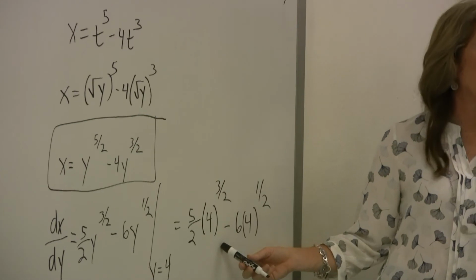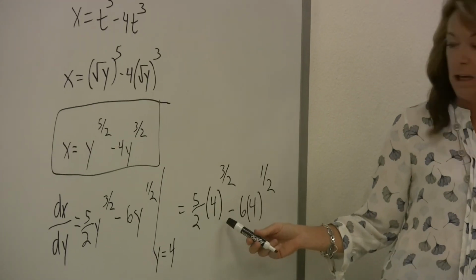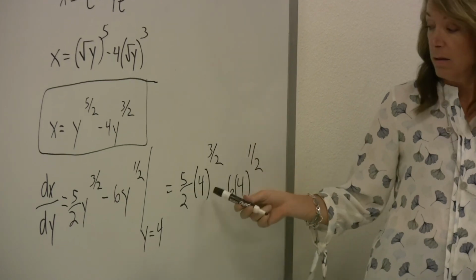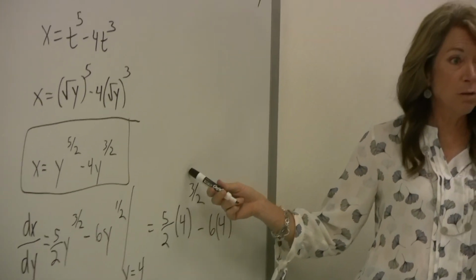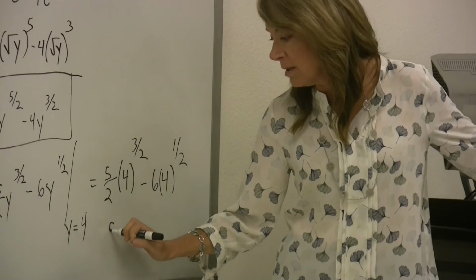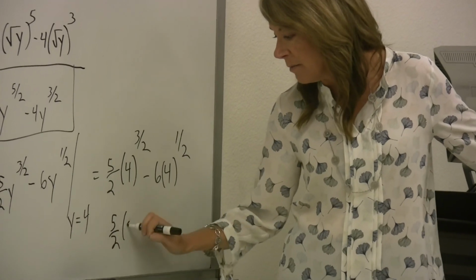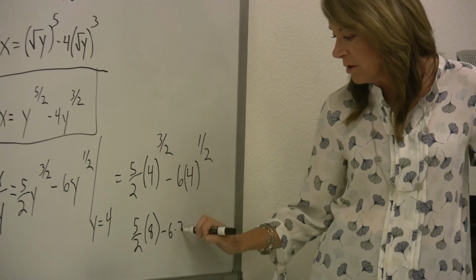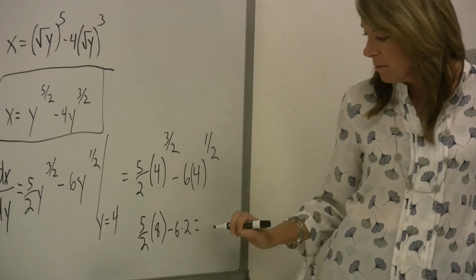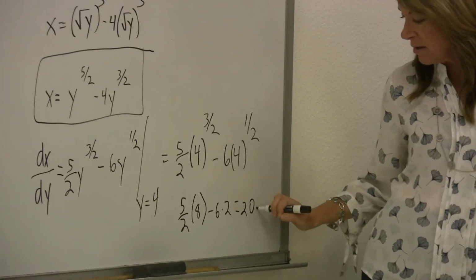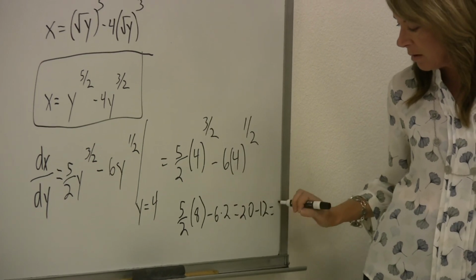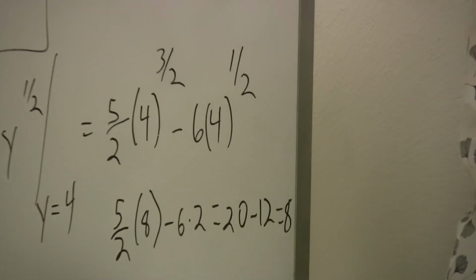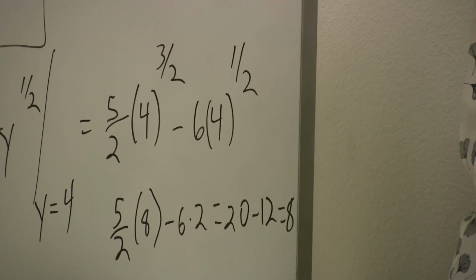We talked about these before. It looks scarier than it is. This says take the square root and then cube it. Square root of 4 is 2, 2 cubed is 8. So this is 5/2 times 8 minus 6 times square root of 4, which is 2. So I have 20 minus 12. That's 8. What is 8?